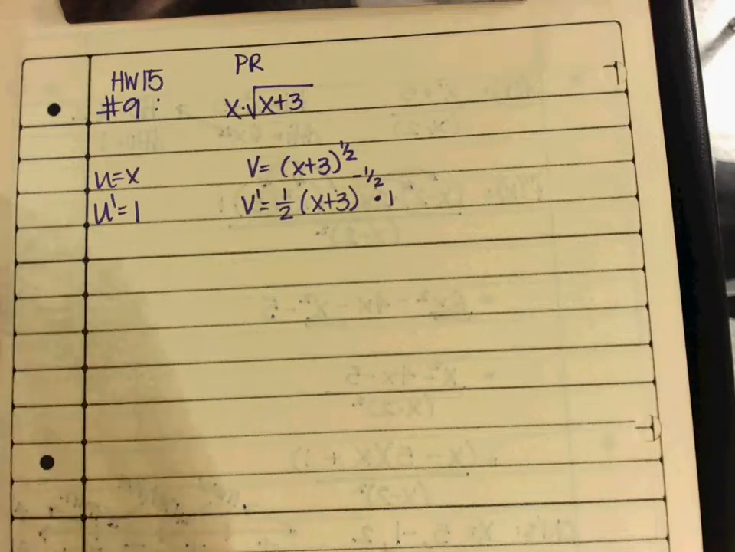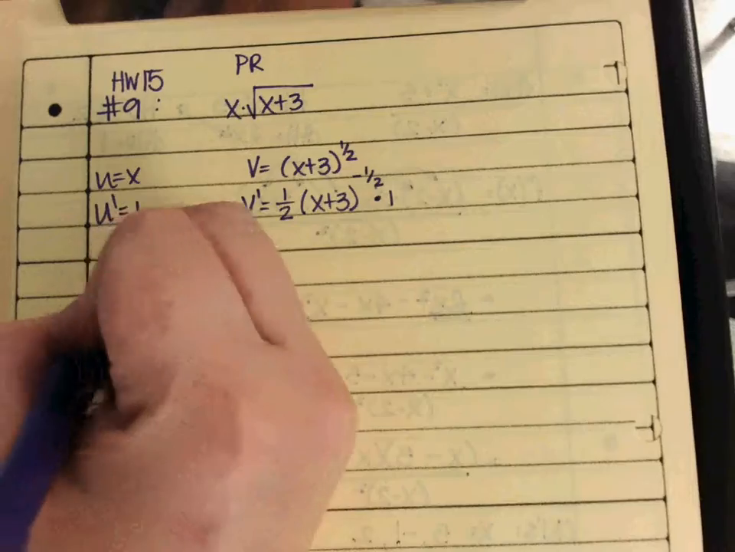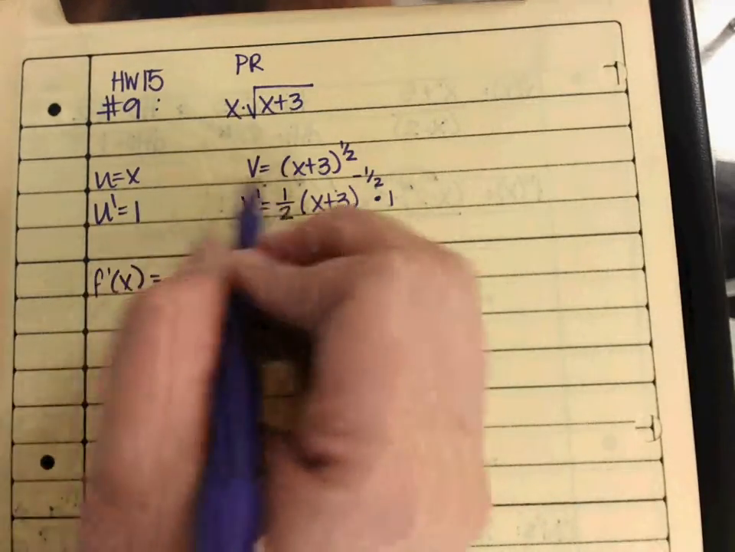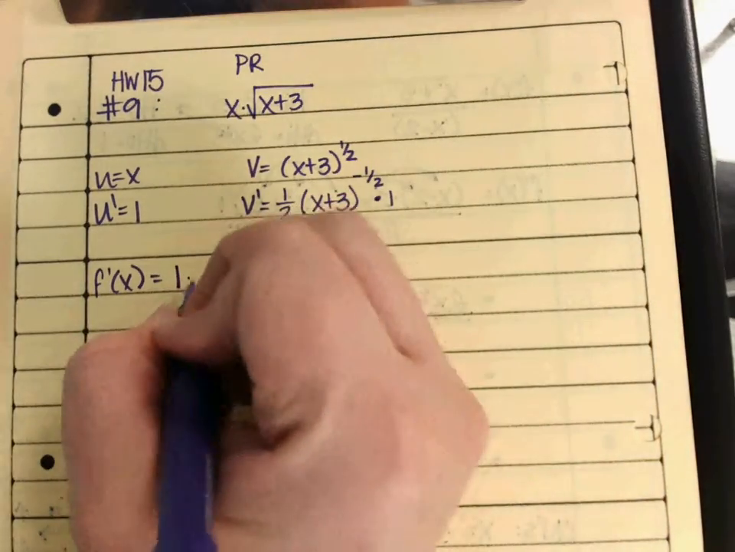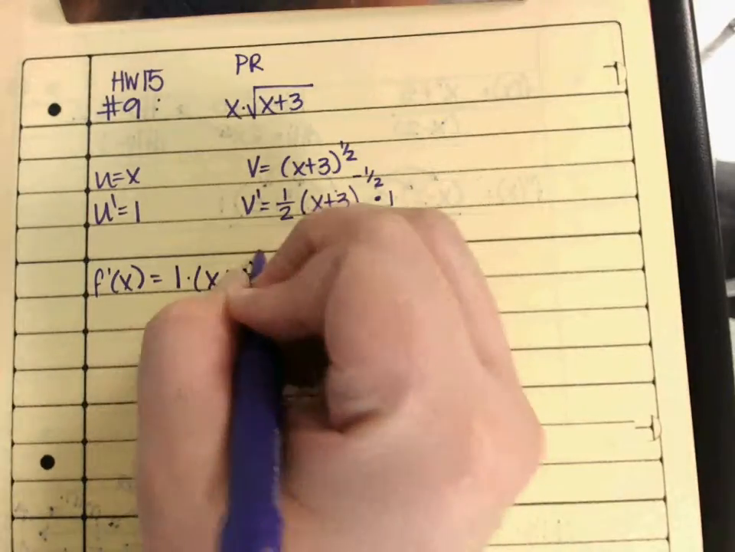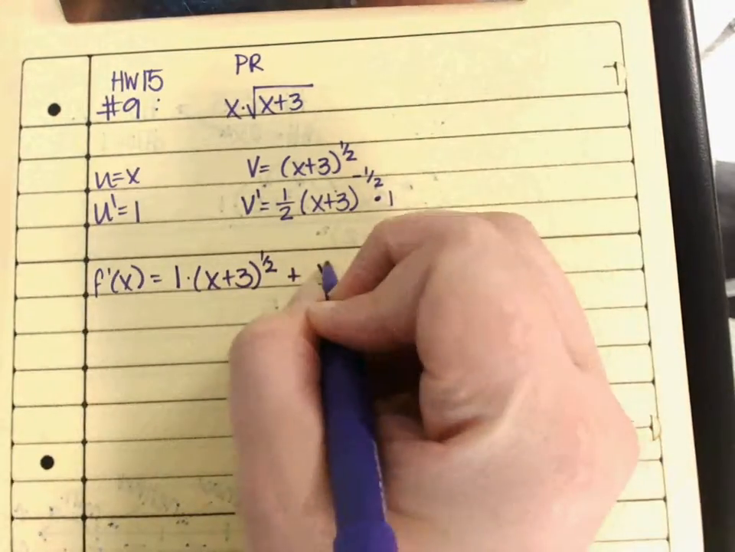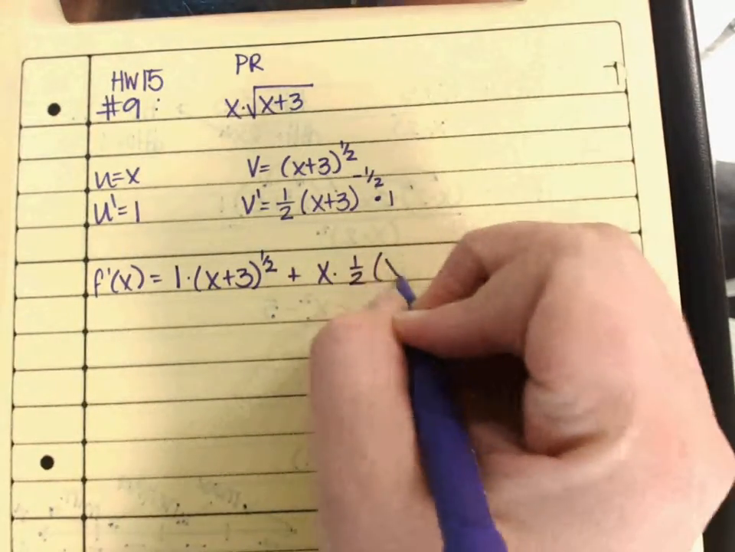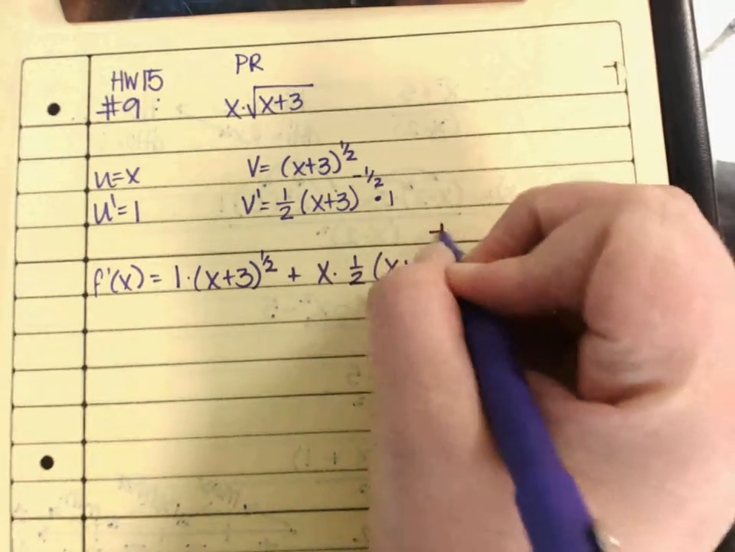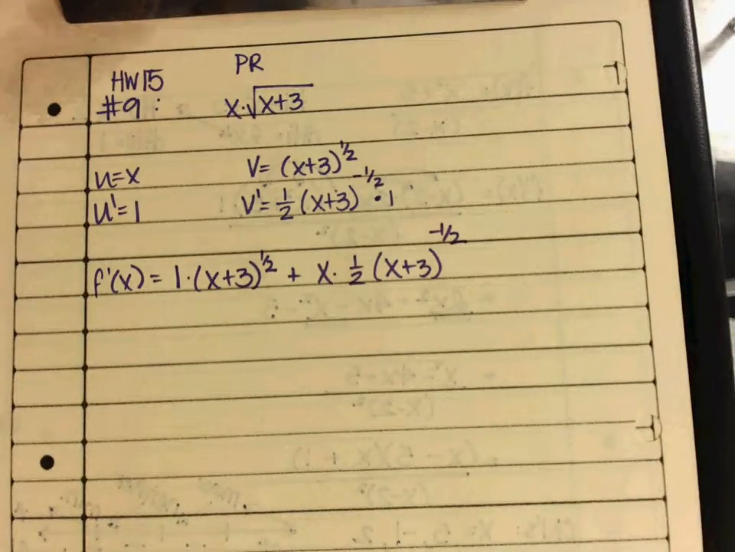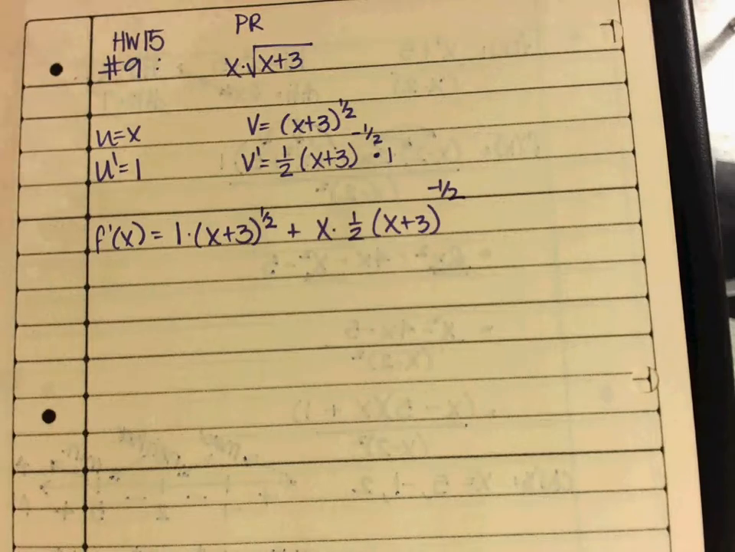Okay, from there, f prime of x equals 1 times root x plus 3, plus x times 1 half x plus 3 to the negative 1 half. Now, you cannot do a sign chart on something like that. You need a common denominator. That's why we're doing this one together.